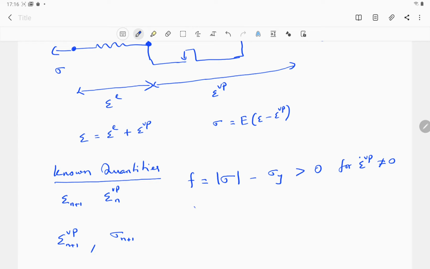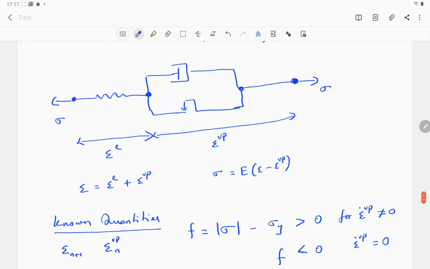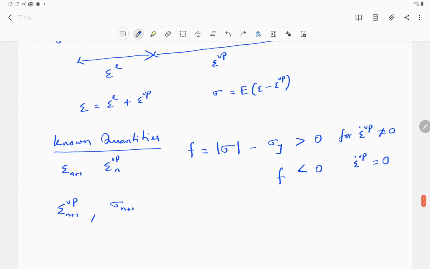And if F is less than 0, then epsilon dot Vp is equal to 0. Okay, because the force is not enough to overcome just this barrier. Okay, just this barrier, then it's not possible to move this. So for that reason these are the conditions. Okay, now so epsilon Vp is going to change only if this condition satisfies.